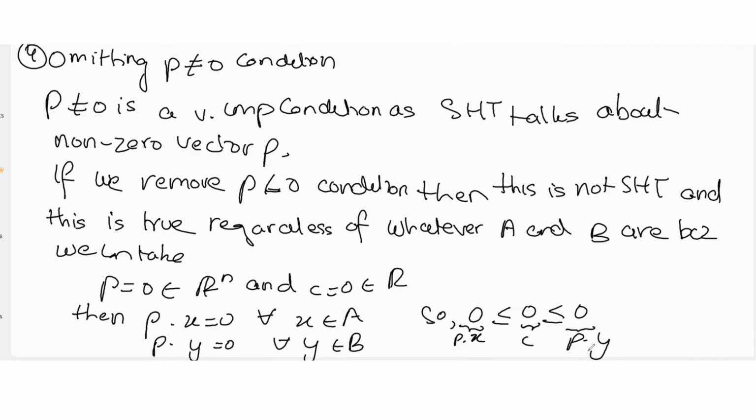And we can find that P to be the zero vector because we've omitted the condition P is not equal to zero, and we can take C to be the zero real number. Then in that case, this will always be true because P dot X is zero, P dot Y is zero, and C is also zero. So the condition P dot X is less than equal to C is less than equal to P dot Y is satisfied regardless of whatever A and B are. So that's why when you're mathematically formulating the separable hyperplane theorem, that P vector that exists has to be non-zero, right? So it says, okay, let A and B be two non-empty convex disjoint sets, then there exists a P such that P is not equal to 0 and C belongs to R such that P dot X is less than equal to C less than equal to P dot Y.